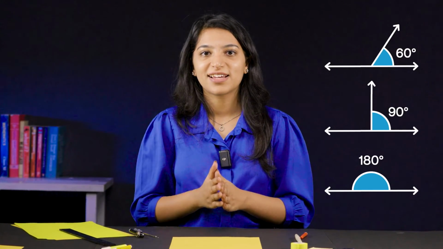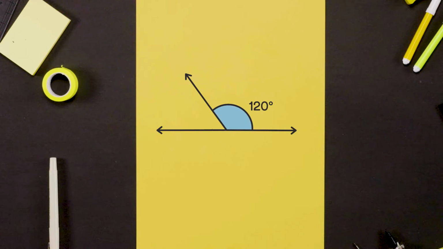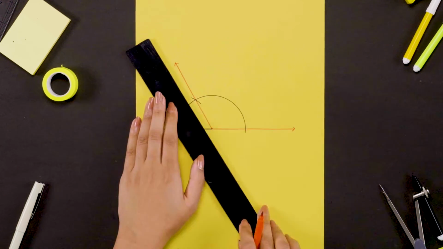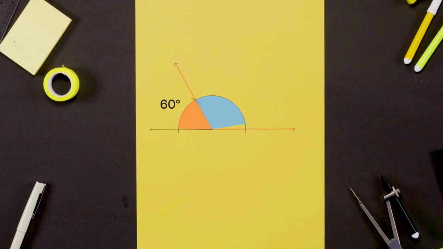Now you are ready to construct any angle that's a multiple of 15. All you need to do is just add, subtract or bisect the known angles. For example, how can we construct a 120-degree angle? We know that 180 minus 60 is 120 degrees. So let's construct a 60-degree angle on the other side, like this. So this angle must be 120 degrees.